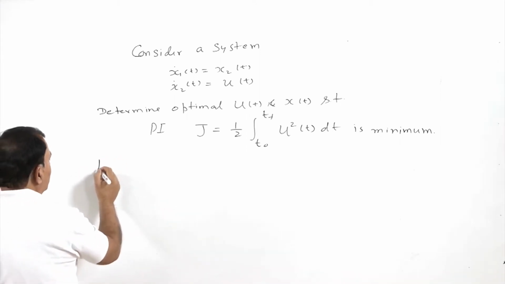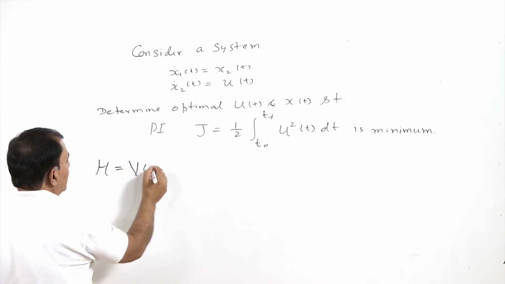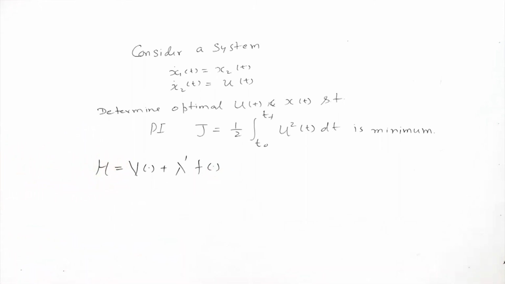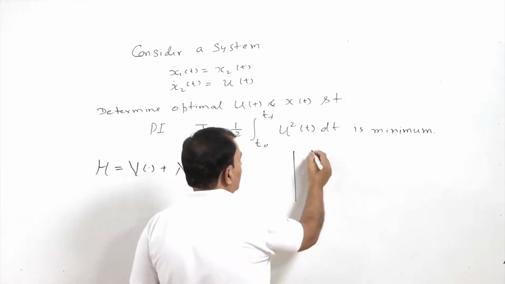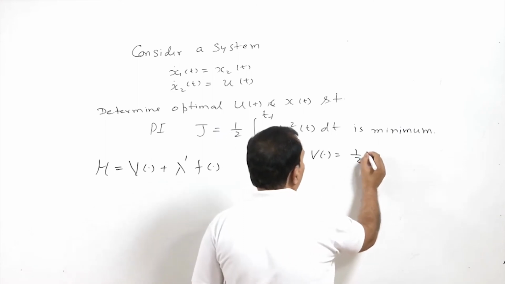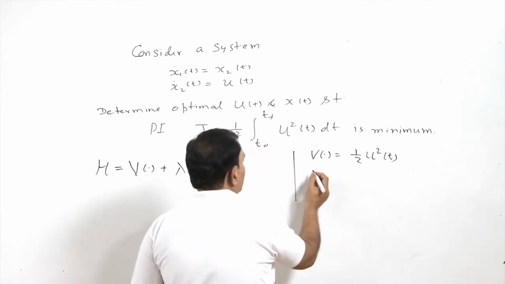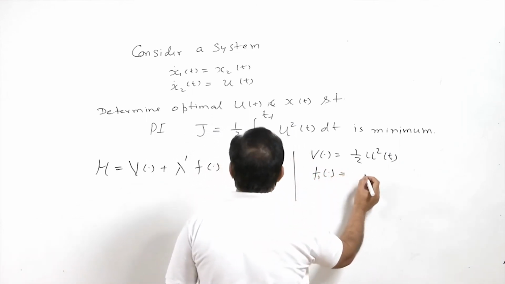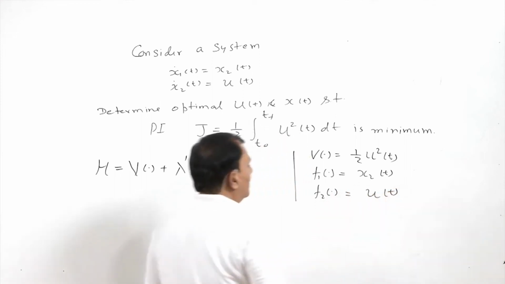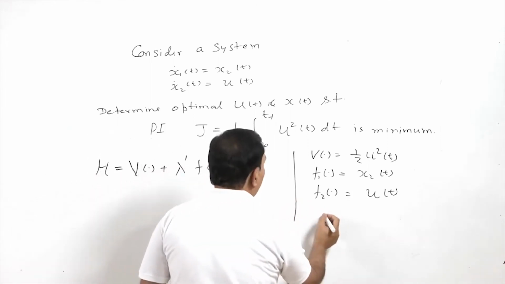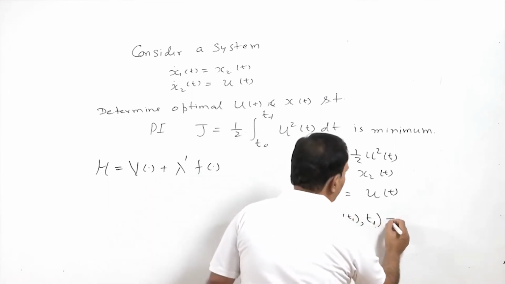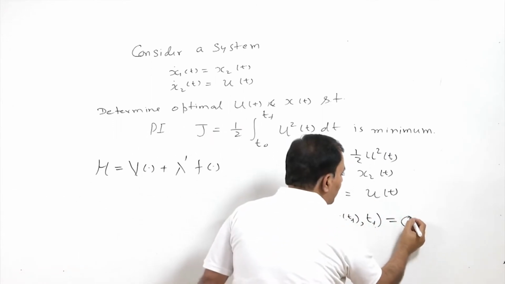So, define the Hamiltonian: we have V plus lambda prime F. In this case, V equal to the integrand, half of u square t. f1 is x2 t, f2 is u t, and the terminal cost S of x tf, tf is 0 as no cost is given.